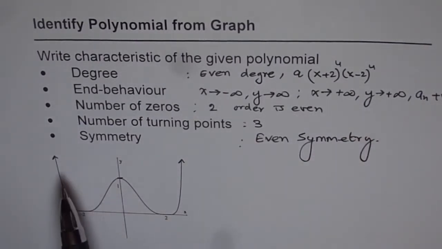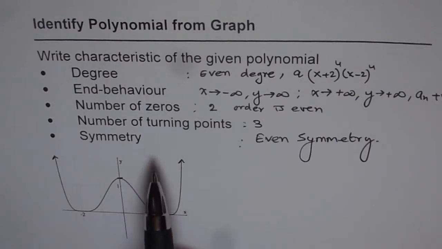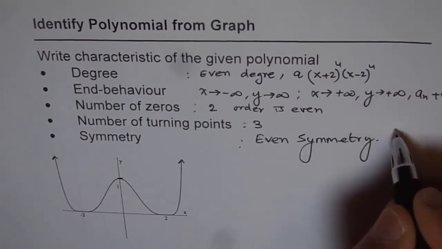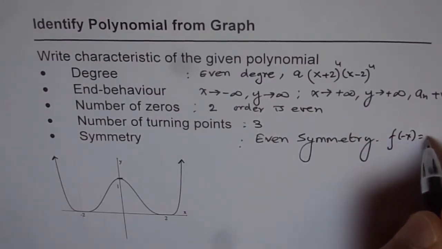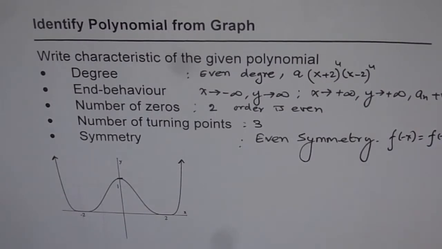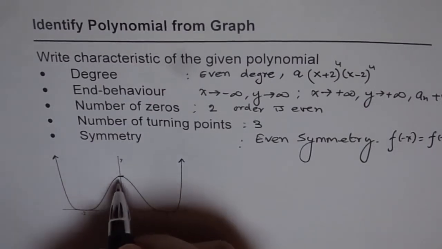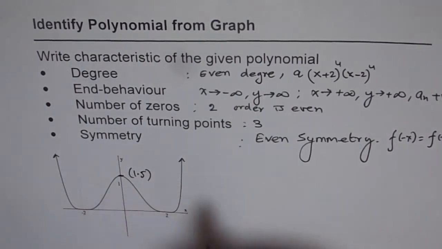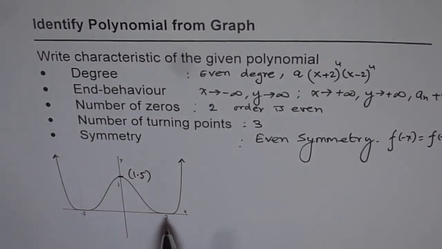Note, not all even degree graphs will have even symmetry, right? Even symmetry means that it is symmetric about the y-axis, right? And it also means f of minus x is equal to f of x, right? So that is how we can work on this and get some details. Now, if I provide you this point, that this point is actually 1.5, then as an exercise, find the equation of this graph, right? In this form, okay? Thank you.